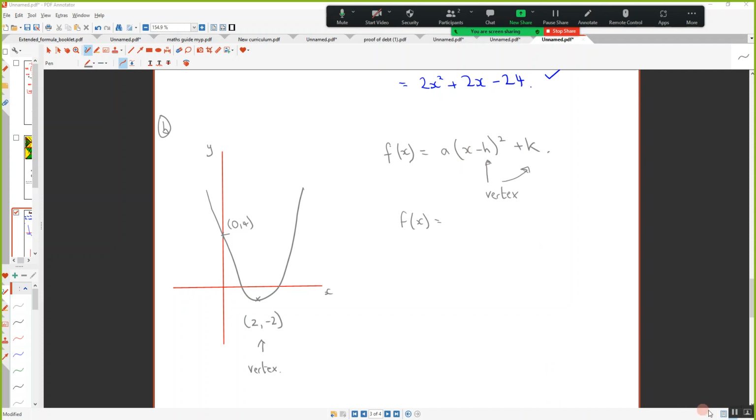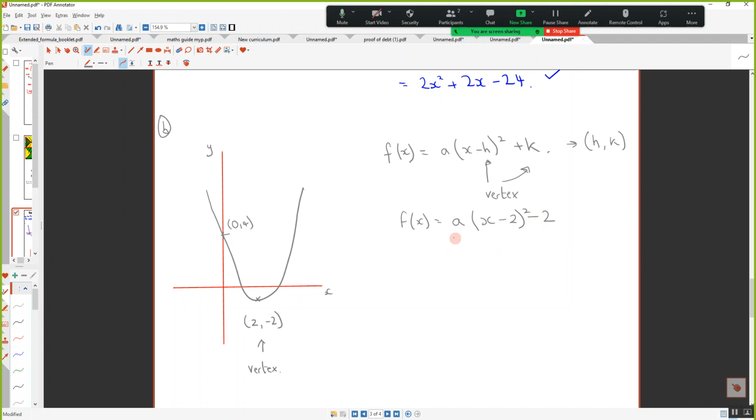So when it's written like this, for the vertex you take this one and change the sign so it becomes positive, or just the opposite. This one stays the same. So using this and our vertex, it would be a times x minus 2 squared minus 2. Yep, good. So this one changes sign, becomes positive 2. This one stays the same as negative 2.